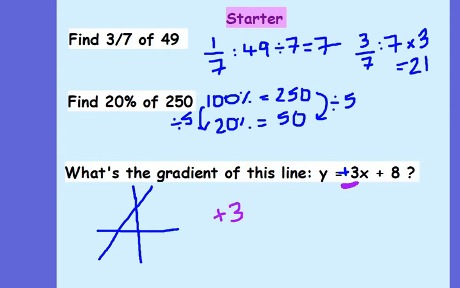The y-intercept, if you were interested, is the other number. So the y-intercept, where it crosses the y-axis, is equal to 8. So the gradient is 3 and the y-intercept is 8. Well done if you remembered that. We did that around Christmas time, so that was a long time ago.